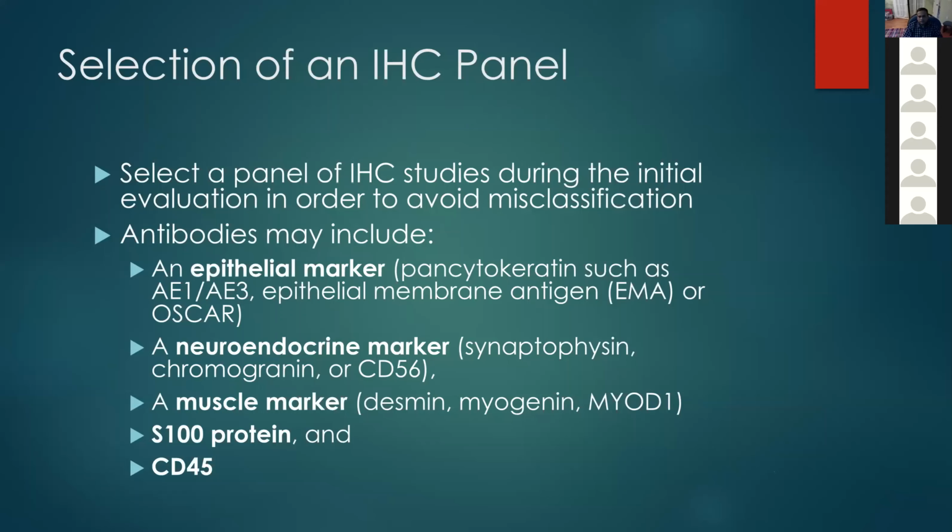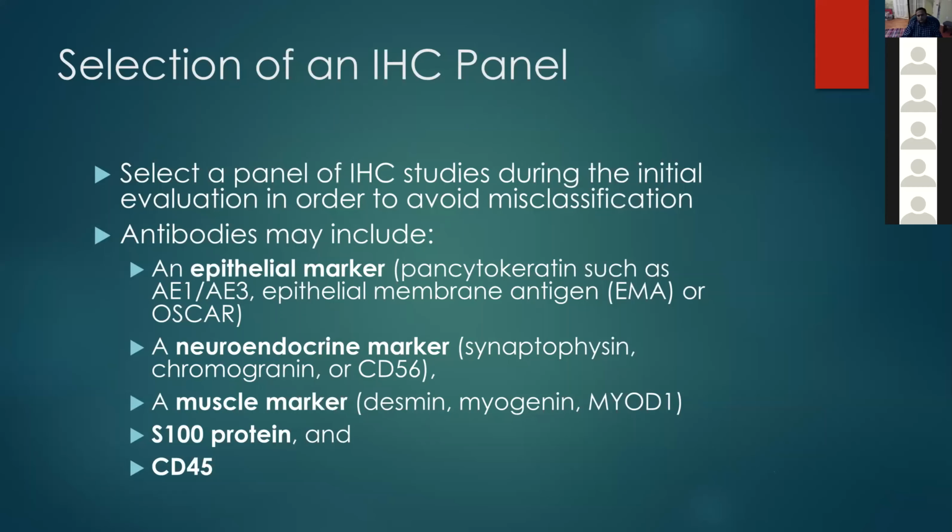Next comes a muscle marker. Here you get into a little bit of trouble, but just to start with, I would stick with desmin. Okay, desmin is one of those skeletal muscle markers that is broad spectrum. Then no alternative to S100 protein, and then a CD45, which is also known as pan-lymphoma marker. It marks all lymphocytic origin.